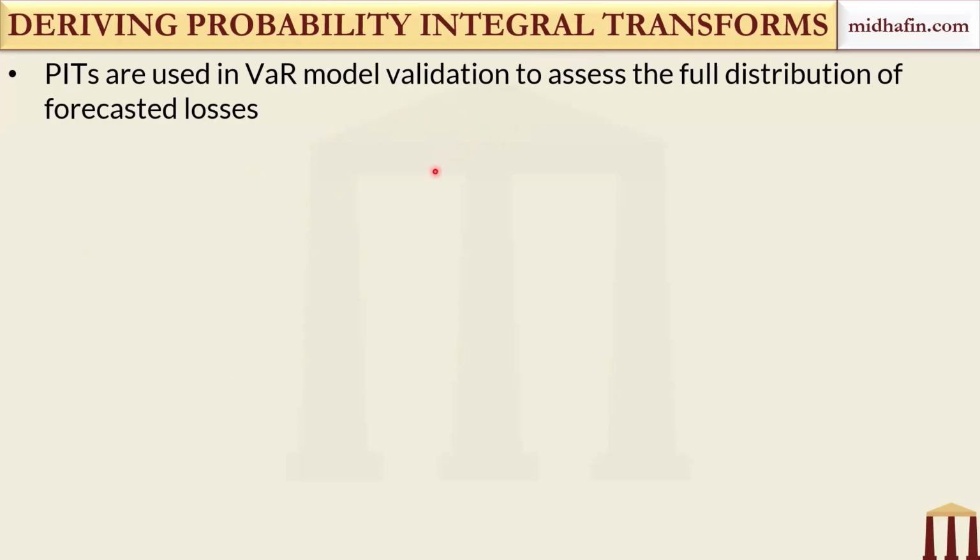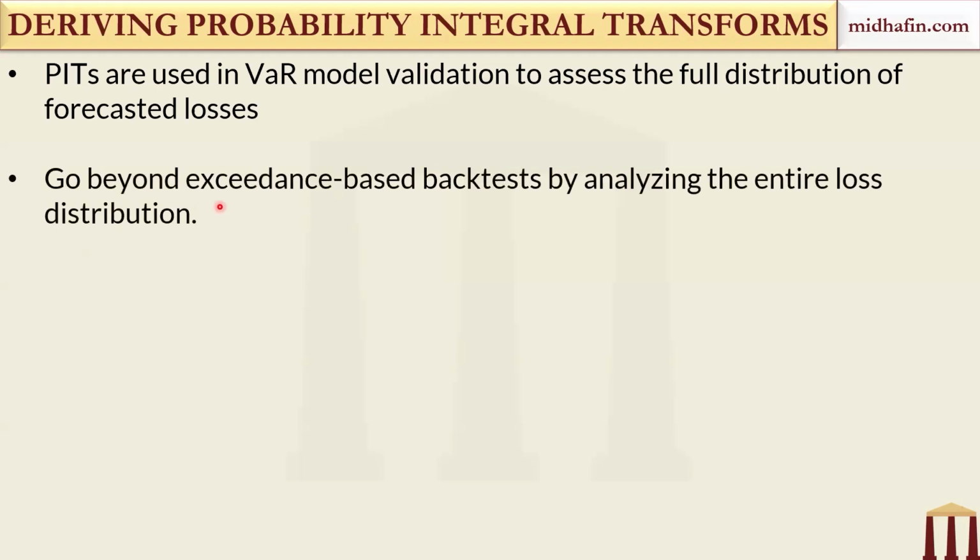Okay. Now, this is the key. See, as I said, traditional backtesting is only checking whether your model is right about the threshold. 95% cutoff, 99% cutoff, and the PIT based methods go much deeper and go beyond. That is why the name of the chapter is beyond exceedance based backtests. So they go beyond the traditional backtesting methods. Okay, they go much deeper. They analyze the full loss distribution. The full distribution of loss is analyzed.